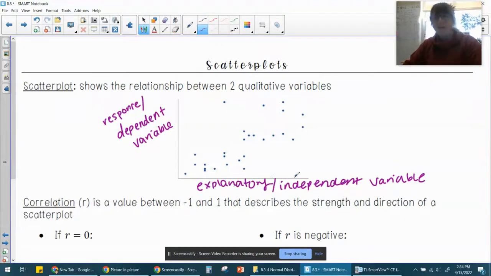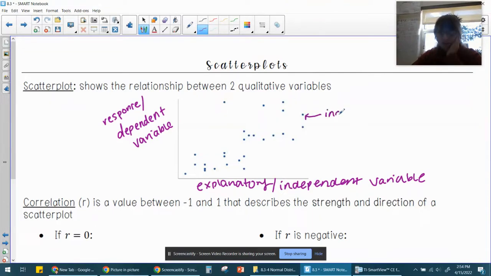Typically, if you're doing an experiment, that's the one that you're changing, and then you're measuring some response. And then when you have a scatter plot, each of these represents an individual measurement.